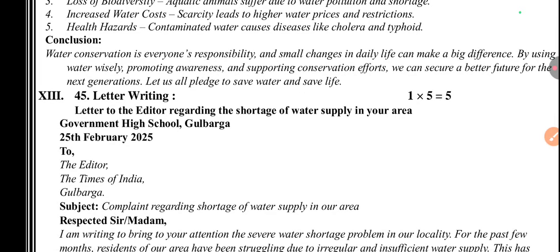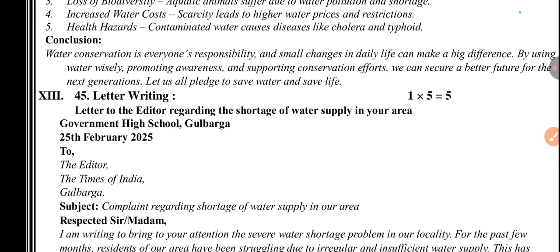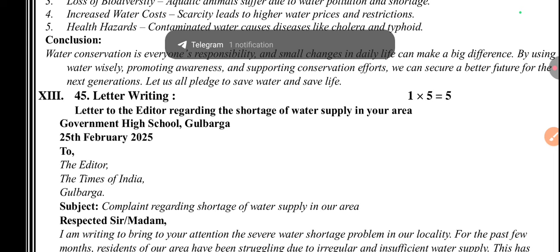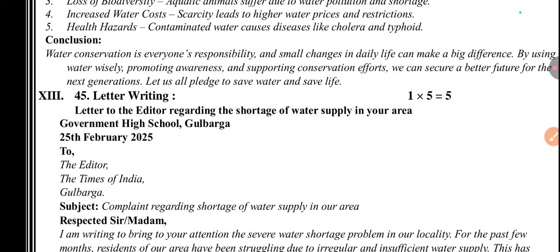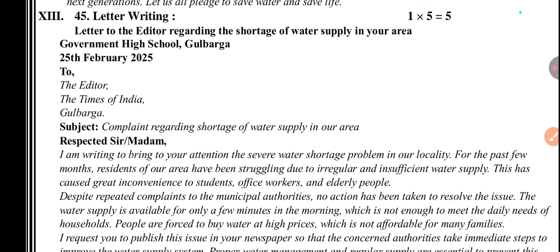Conclusion: water conservation is everyone's responsibility, and small changes in daily life can make a big difference. By using water wisely, promoting awareness, and supporting conservation efforts, we can secure a better future for the next generations. Let us all pledge to save water and save life. Question number 13. That's a letter writing, 5 marks.